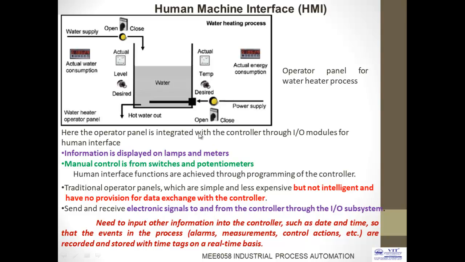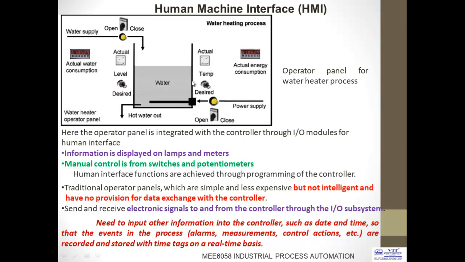Traditional operator panels are actually simple and less expensive, but not intelligent. In conventional days we had panels like this. We manually had to switch on or switch off each and every system. It is a very difficult, tedious process, and each time we cannot have awareness as a human operator. If the human operator feels fatigue and is not able to control the system, the entire process can become hazardous. So traditional operator panels are simple and less expensive, but not intelligent. Not intelligent means that if anything goes beyond the limit, the system will not take care of it to control the process.